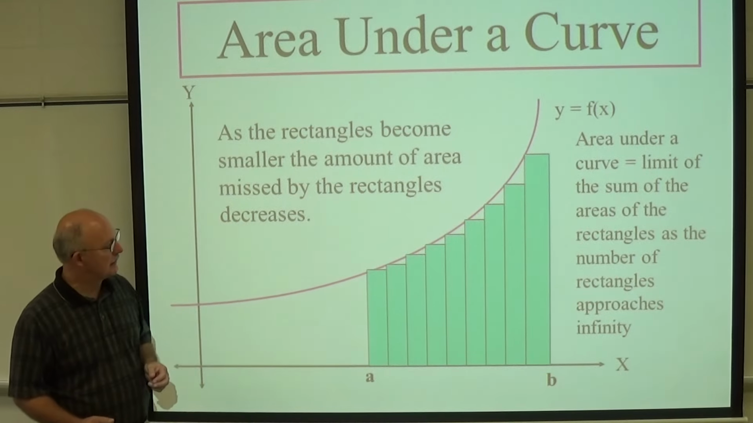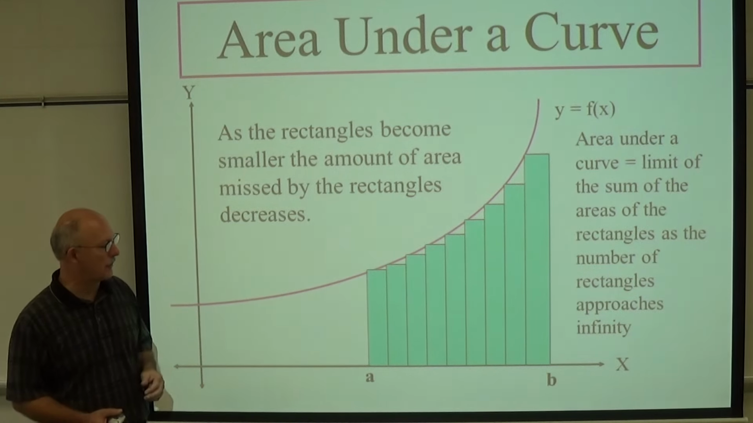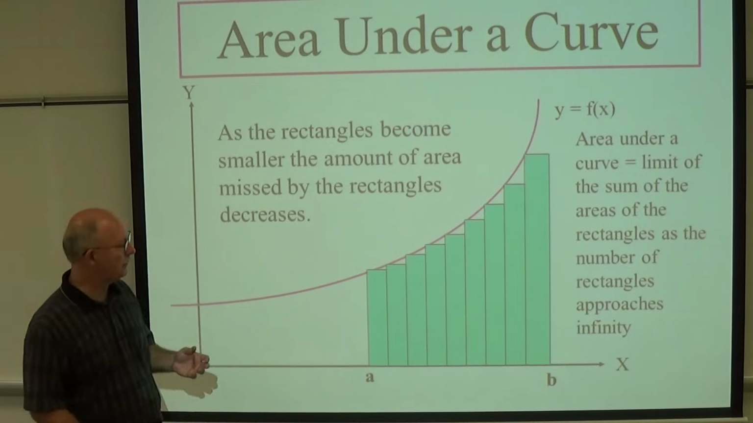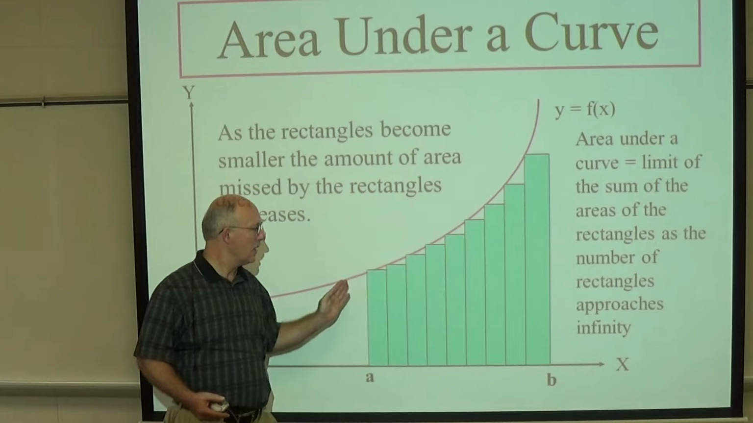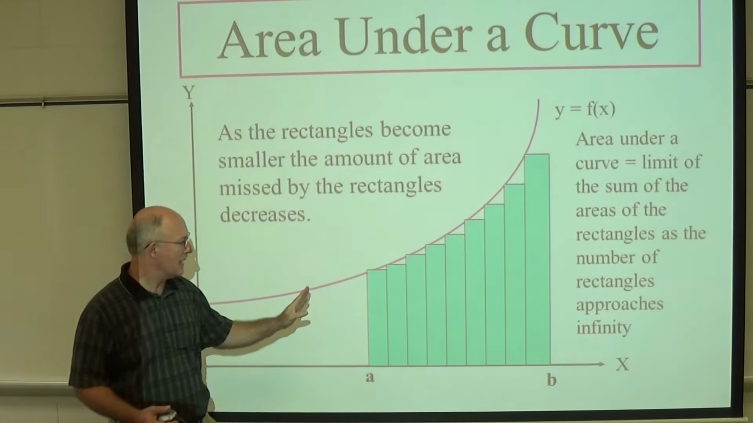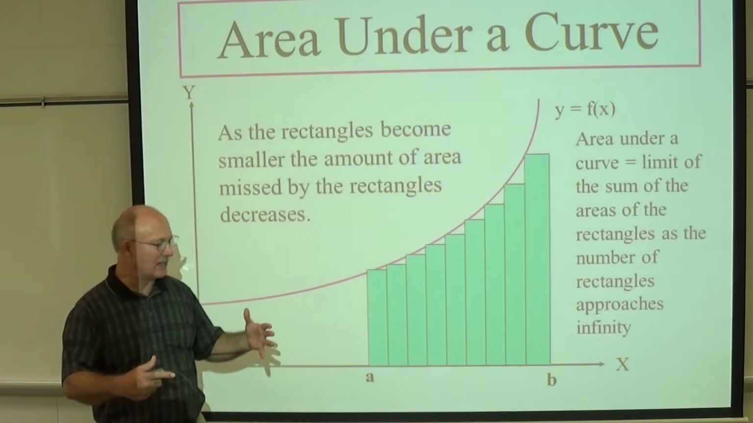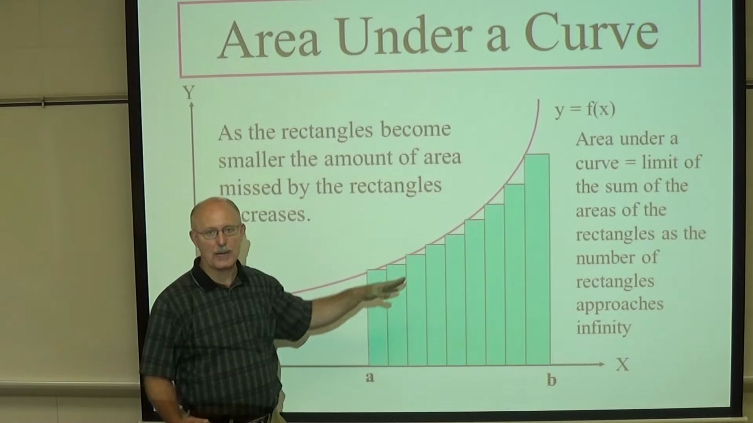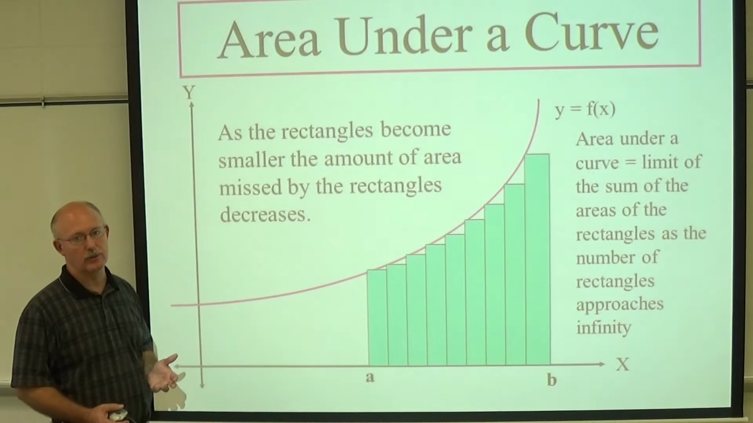And we say the area under a curve equals the limit of the sum of the areas of the rectangles as the number of rectangles approaches infinity. So as the number of rectangles approaches infinity, that will give us the area under the curve from A to B. Like I said, 4 rectangles gives me an estimate, 9 rectangles gives me a better estimate. So calculus will find the limit as the number of rectangles approaches infinity, and that will give me the actual area under the curve. Like I said, prior to the development of calculus, that was kind of difficult to do.